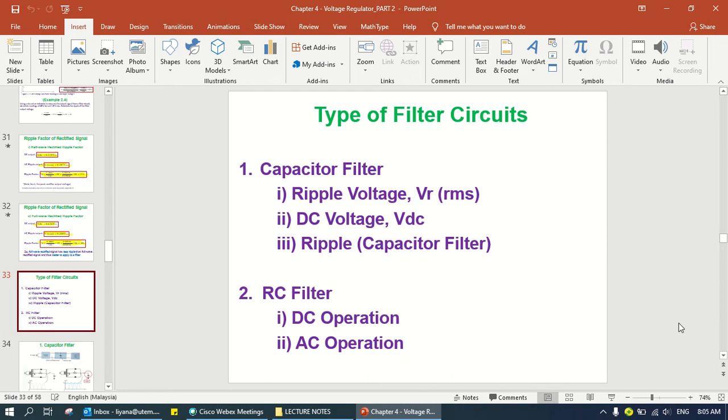We already finished the class for chapter 4 yesterday, but I found out that the video I recorded yesterday has a problem, so I want to continue recording this chapter for part 2. Okay, types of filter circuit. This is stage number 3 of the DC power supply. For filter circuit, we have two: the first one is capacitor filter and the other is RC filter.